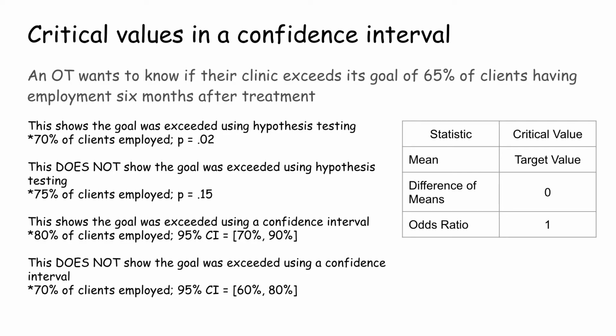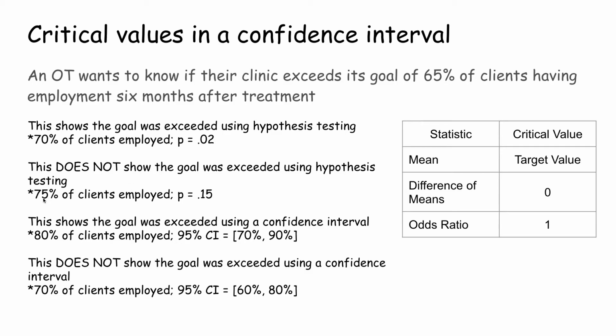So a more concrete example, this is from one of the matching exercises in class. And when you're doing a hypothesis testing, in this case, we're looking to exceed this proportion of 65%. So if our proportion that we observe is 70% and our p-value is less than 0.02, that means that we're at least 95% sure that we've exceeded our goal.